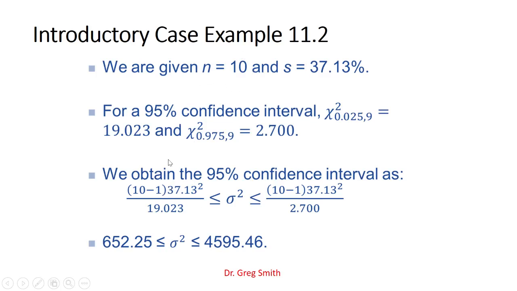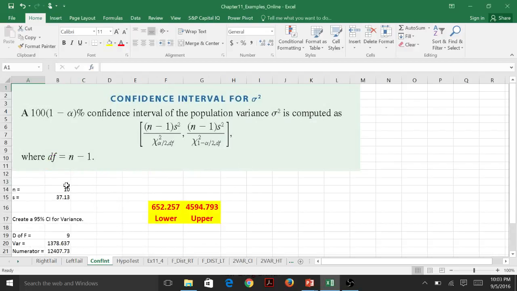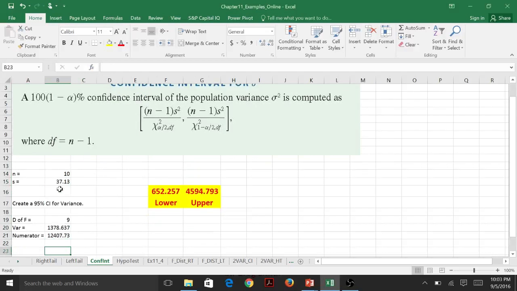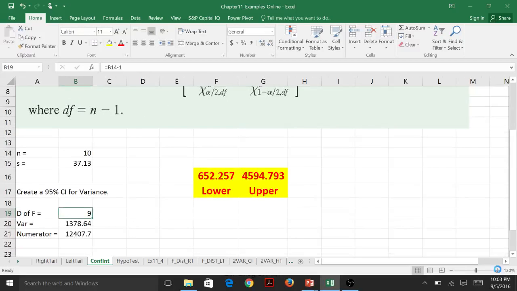The degrees of freedom is 10 minus 1. And now we just have to calculate the chi-square statistic. Let's go ahead and do that in Excel. So there's our n, there's our s. Creating the confidence interval, the degrees of freedom have been 9. Blow this up a little bit so you can see it.